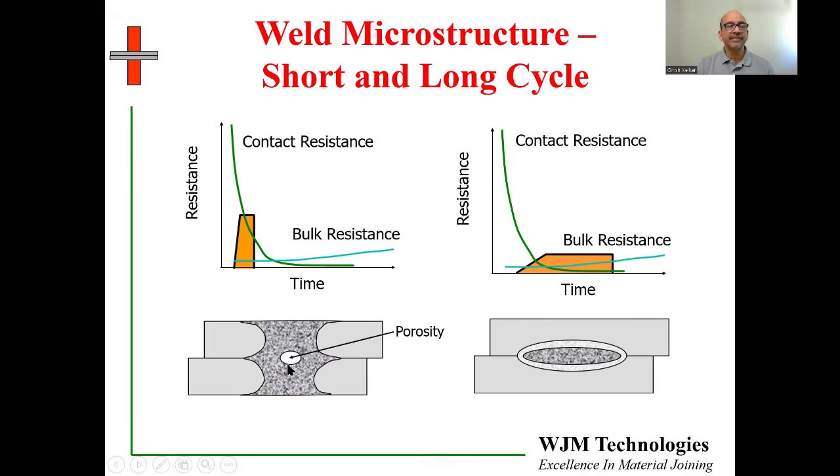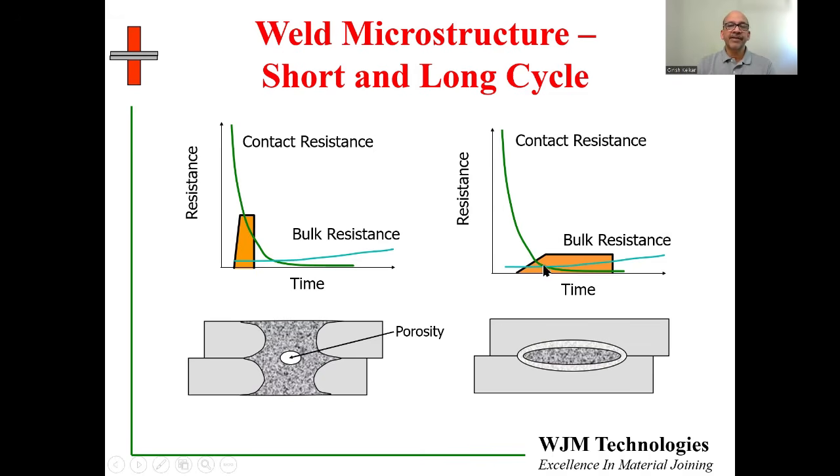This porosity is not from contamination, but from rapid expansion of the metal, and the metal freezes at the end of the cycle before it can come back. So it's a telltale sign of a short cycle weld.